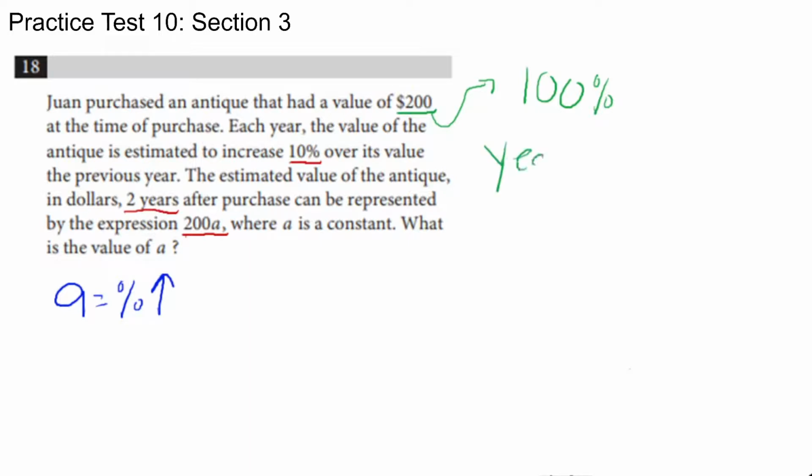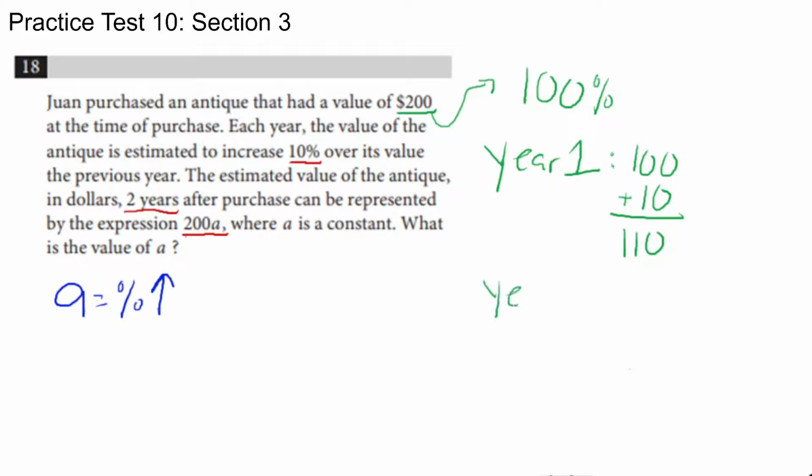It's increasing by 10% every year. So at the start of year 1, I'm at 100%, and I'm adding 10%, right? 10% of 100 is just 10. 100 plus 10 is 110. So at the end of year 1, my antique is worth 110% of what it was originally worth.